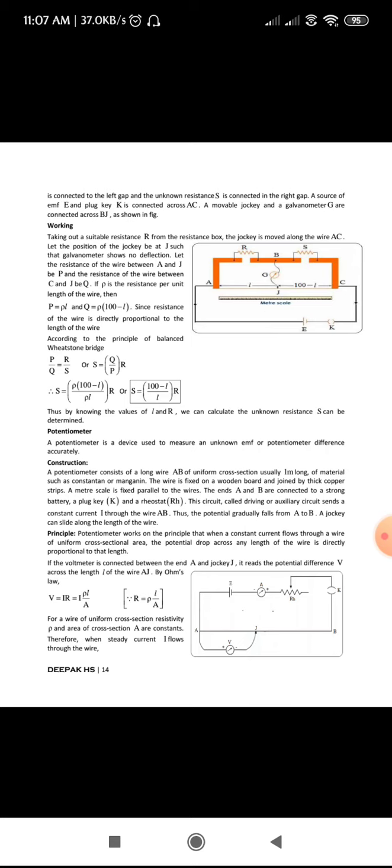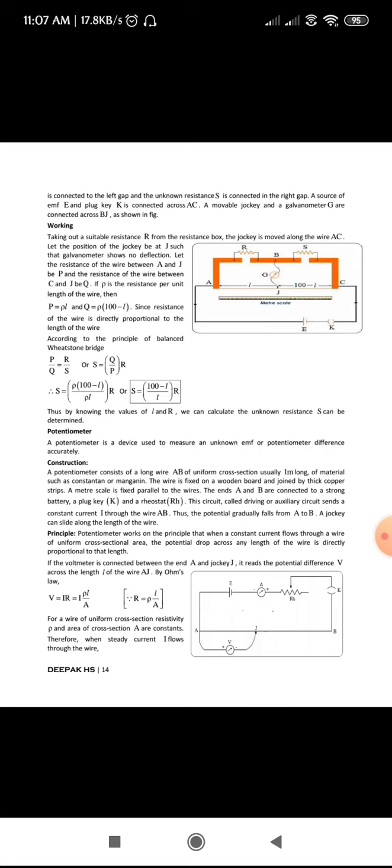Okay, so what is the principle of this potentiometer? The potentiometer works on the principle that when a constant current flows through a wire of uniform cross-sectional area, the potential drop across any length is directly proportional to that length.